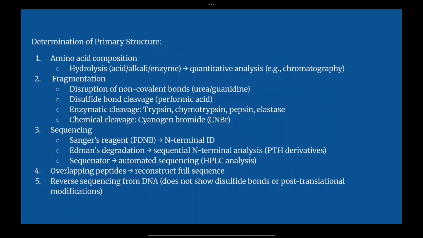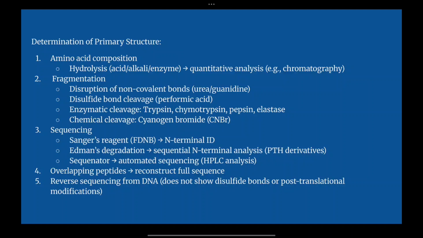You can use enzymatic cleavage with trypsin, chymotrypsin, pepsin or elastase to break down the protein and determine the primary structure. In chemical cleavage, cyanogen bromide is added to the protein and can determine the primary structure. Now, how is the primary structure sequenced? How do you determine which amino acids are present in the primary structure of a protein?